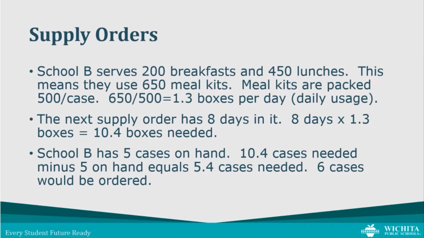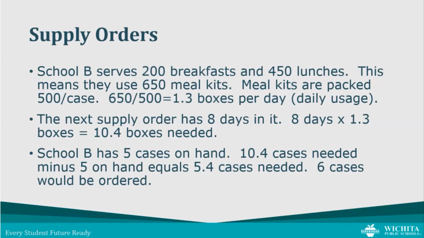School B serves 200 breakfasts and 450 lunches. With each of those, students take a meal kit, so that would mean they use 650 meal kits. Meal kits are packed 500 per case. So 650 divided by 500 equals 1.3 boxes per day. That is the daily use of meal kits.